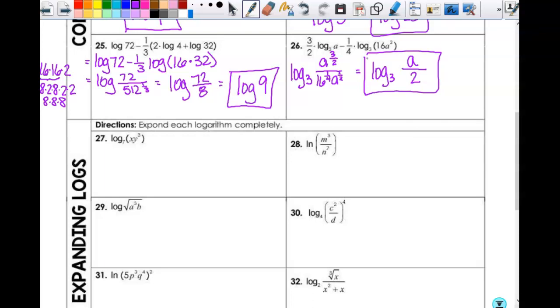Because 3/2 minus 1/2 is a positive 1. So it ends up on the top. Yes, it has nothing to do with PEMDAS. But okay. All right, so now that's condensing.